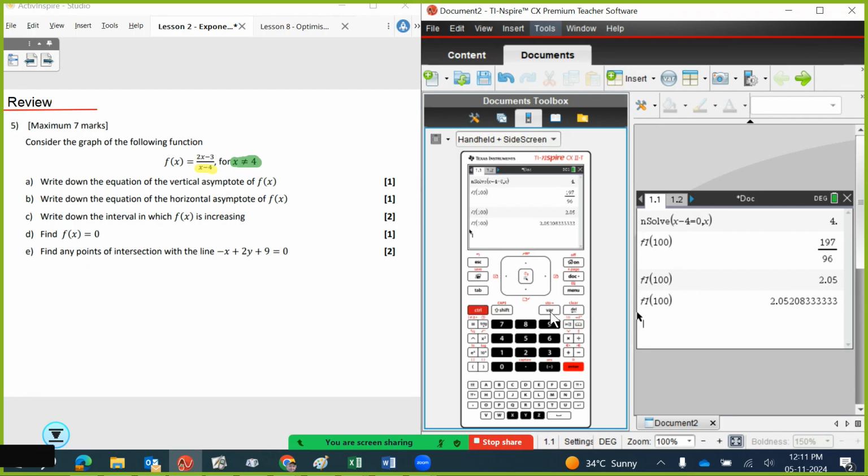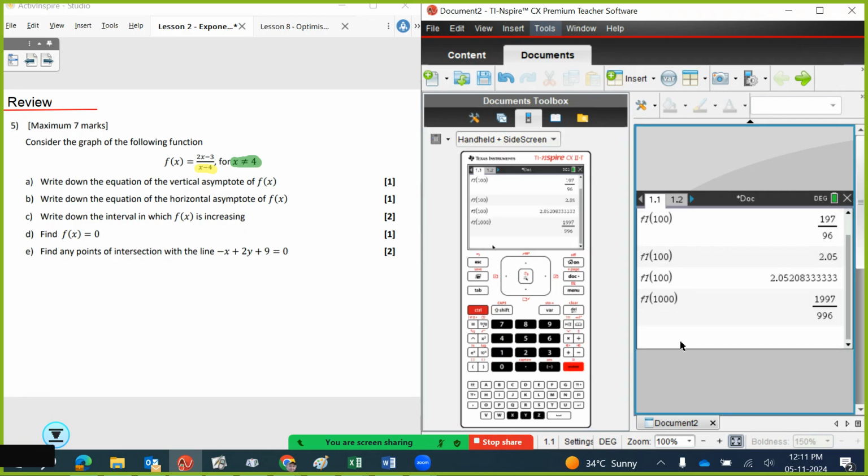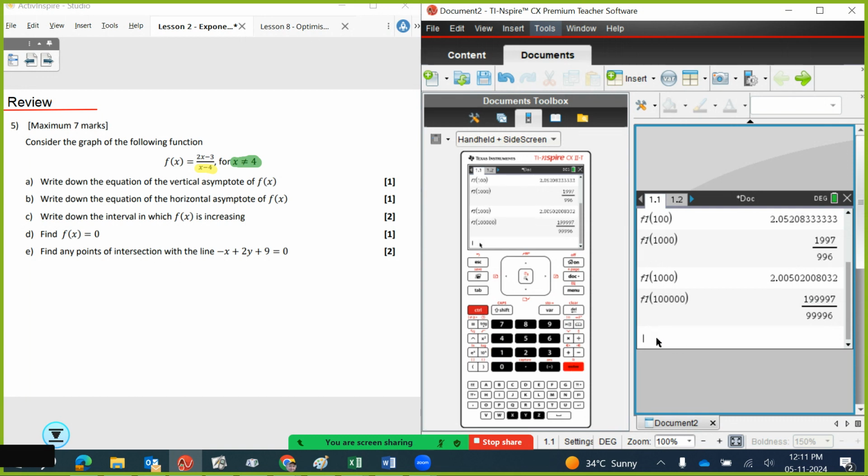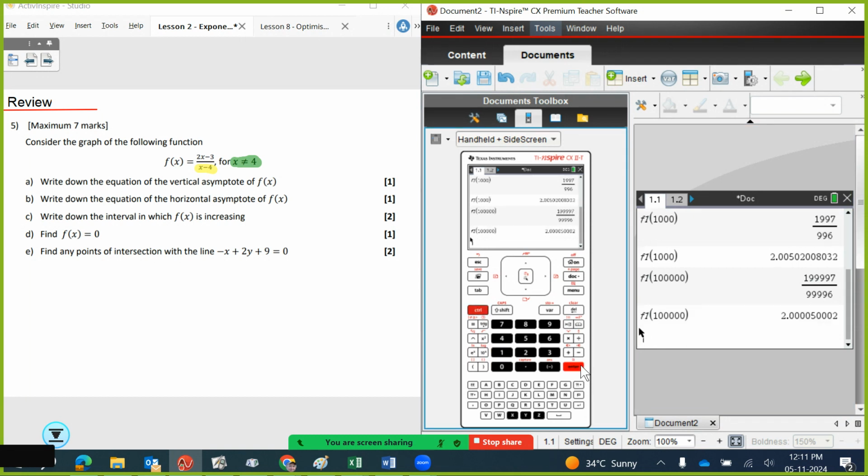To get the F1, I press variables here, above the 9. Now I'm going to put in 1,000. And I'm going to press Control Enter. Notice it's 2.0005. It's got a little bit smaller here. I'm going to repeat that for an even bigger value. I'm going to put in a really big value now. And I'm going to remember to press Control Enter.